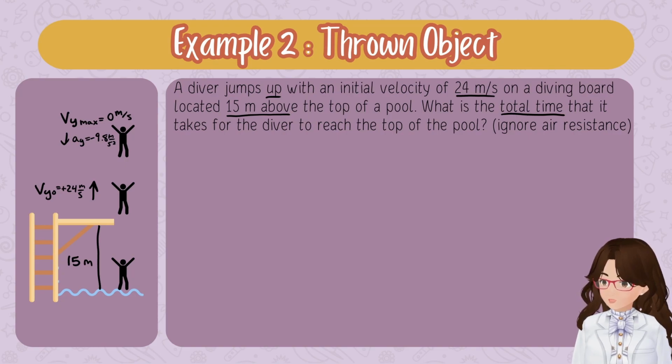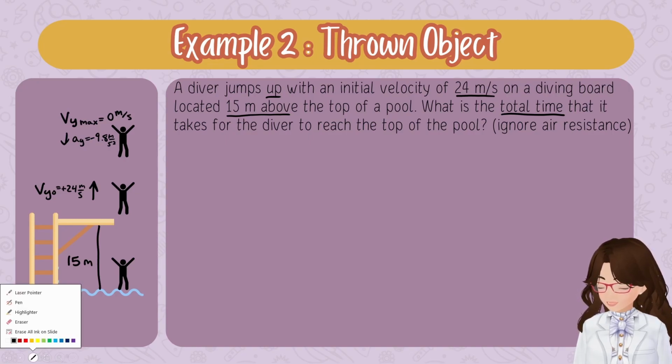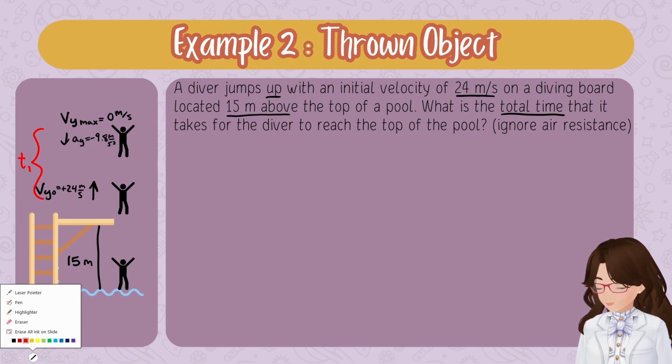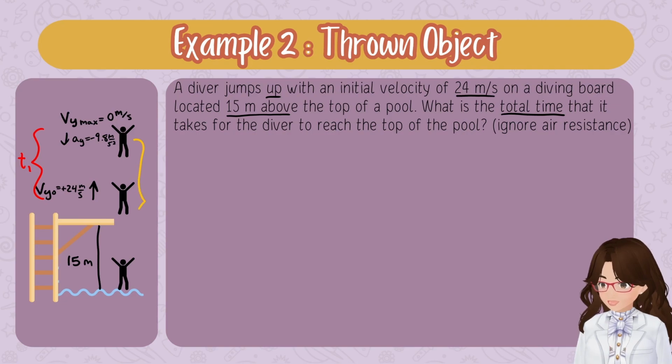So I'm kind of thinking of this in two pieces. We have the person that's traveling on their way up. Let's switch colors to label this clearly. So we have T1, which is the person reaching their maximum height, and that's going to be part of the time. And then we're also going to have that journey coming back down from the maximum height till they reach the top of the pool, which is a second time component. We're going to take those two times and add them together to get our total.